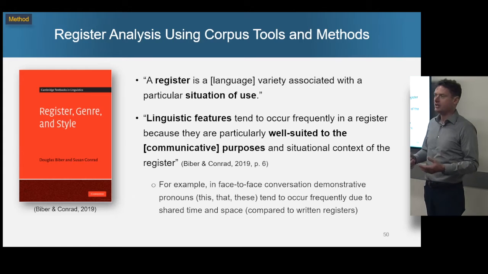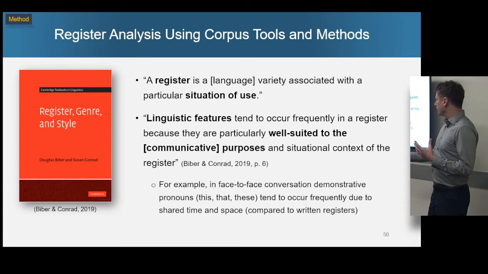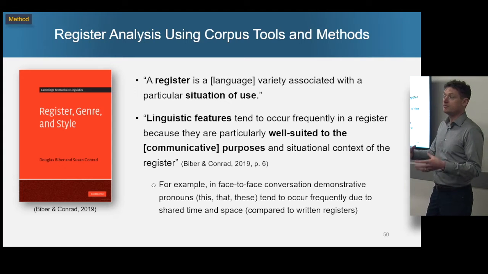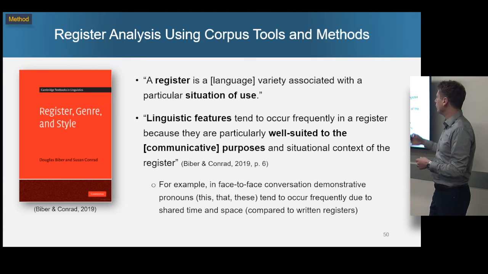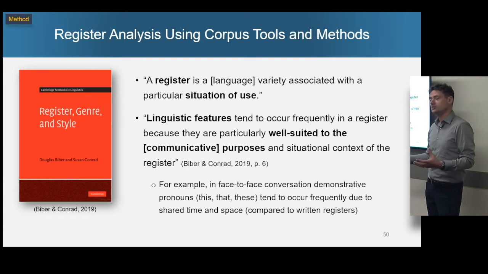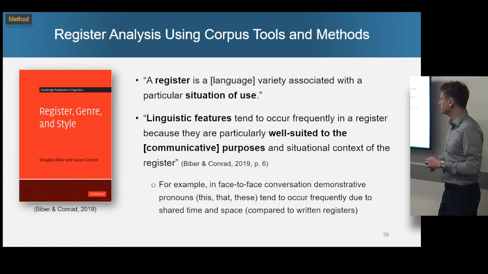To give an example, here we're talking face-to-face conversations, and research shows that demonstrative pronouns, for example, are used quite often because we have the shared time and space. I can say this, that, those, right? And you know what I'm talking about, right? Whereas in written registers, you can't really do that. You have to be more specific, so it's much more informational, a lot more information packing, lots of nouns, and that sort of thing.